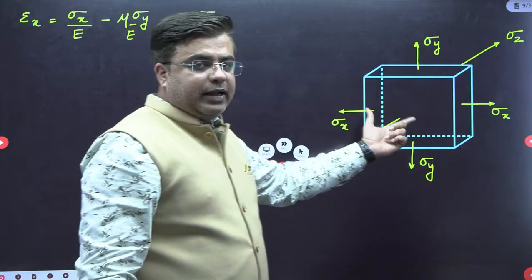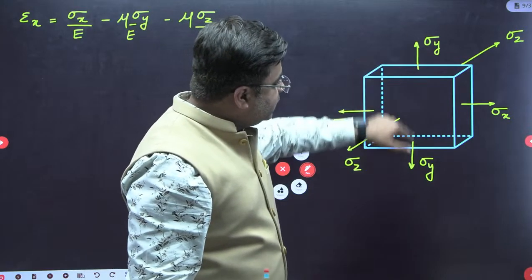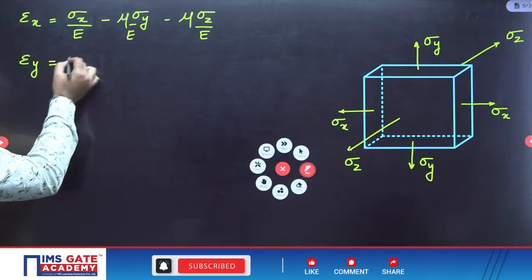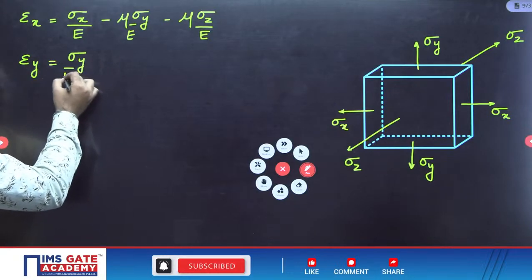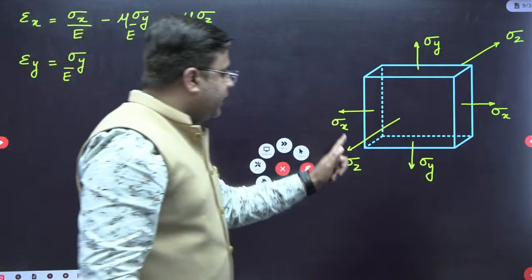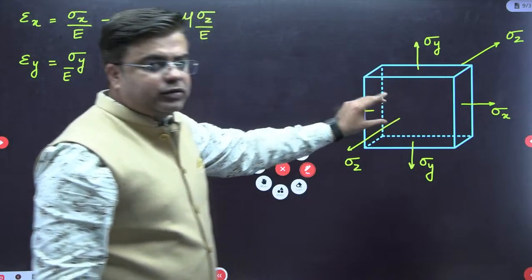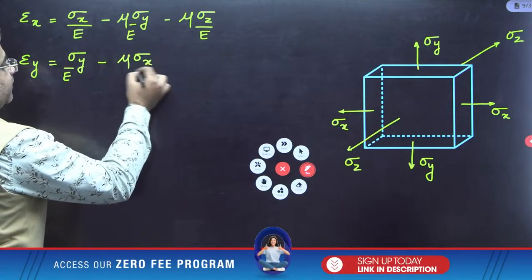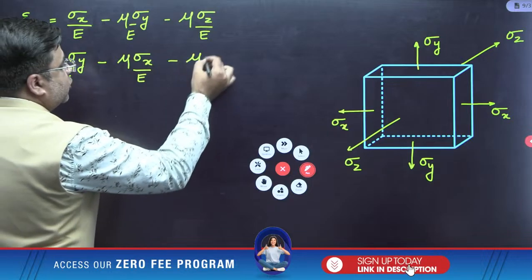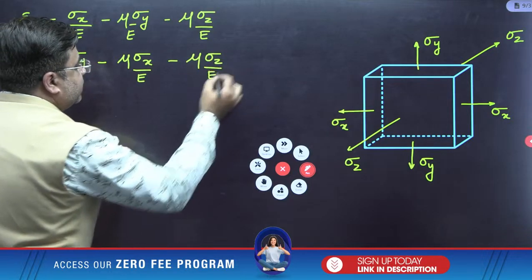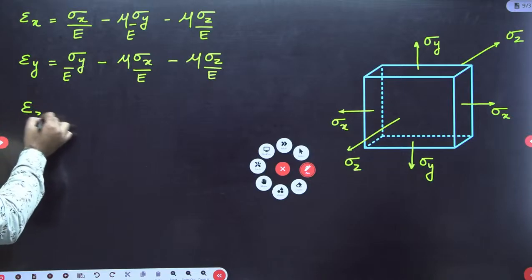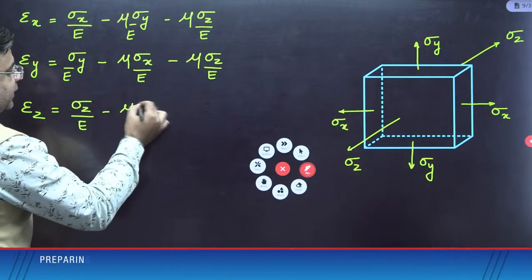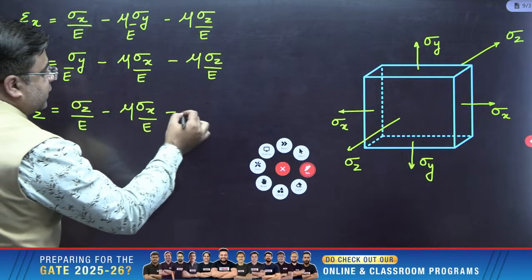Similarly, if I have to write down strain along this y direction, epsilon y is equal to sigma y by E. Now check the Poisson's effect. The Poisson's effect of sigma x and sigma z will try to reduce the height of this element. So I will write down minus mu times sigma x by E minus mu times sigma z by E. Similarly, the strain in z direction, epsilon z, is equal to sigma z by E minus mu times sigma x by E minus mu times sigma y by E.